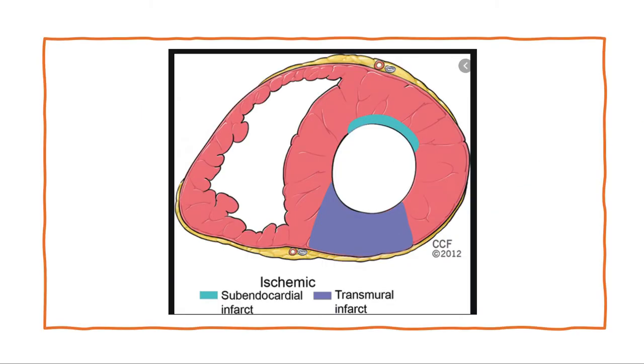Based on the size of the involved vessel and the degree of collateral circulation, myocardial infarcts may take one of the following patterns. Transmural infarctions involve the full thickness of the ventricle and are caused by epicardial vessel occlusion through a combination of chronic atherosclerosis and acute thrombosis. Subendocardial infarctions involve the inner third of the myocardium, the subendocardial region, which is the most vulnerable to hypoperfusion and hypoxia. This pattern also can occur when an occlusive thrombus lyses before a full-thickness infarction can develop.